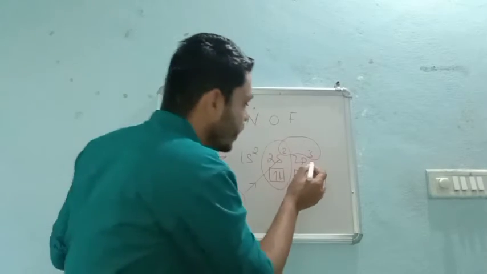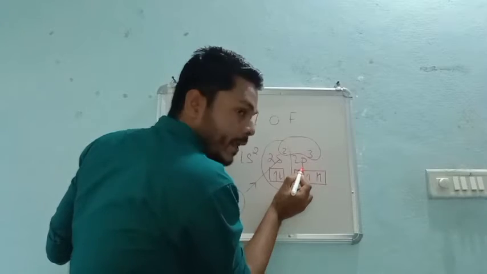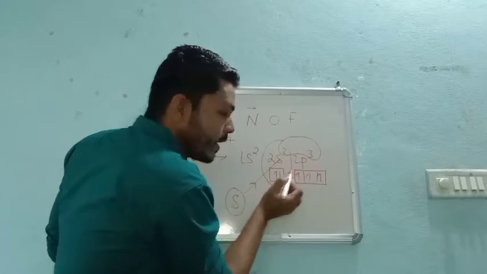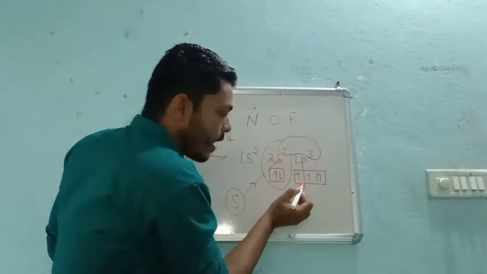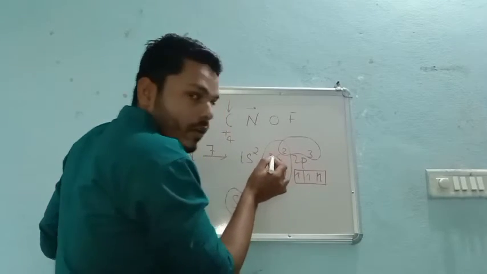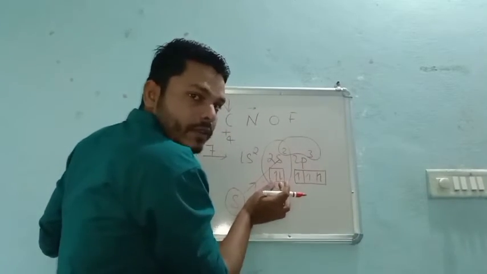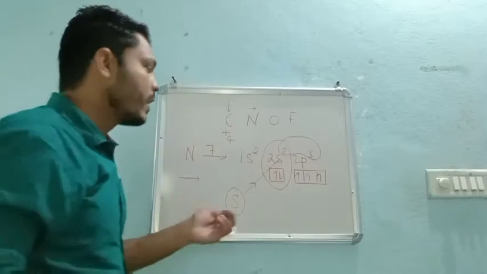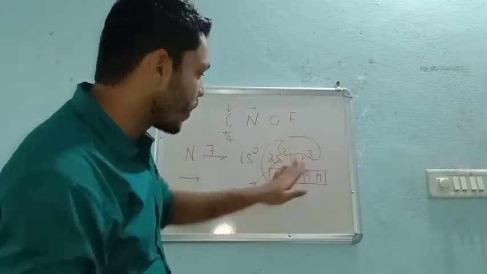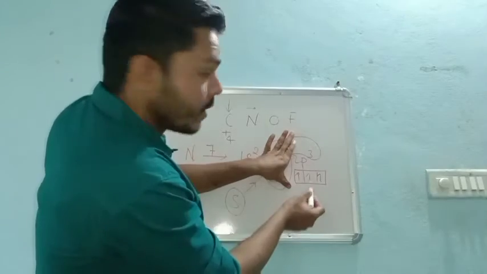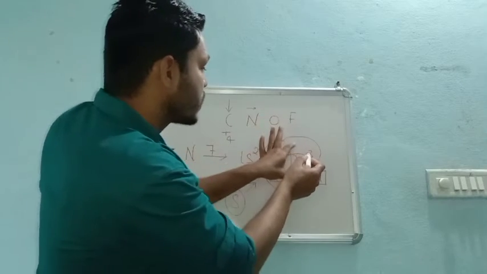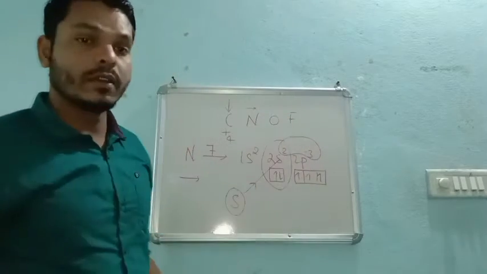Why? Because with respect to P, in case of nitrogen, the P orbitals are half filled. Half filled are more stable, first case. With respect to S orbital, they are completely filled. That means again they are stable. So that's why these two electrons will not be involved in the formation of a bond. Why? Because they are very, very stable. So that's why nitrogen is showing -3 charge on it.